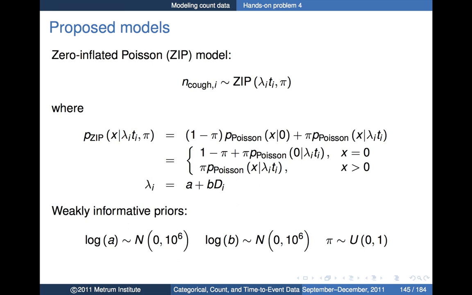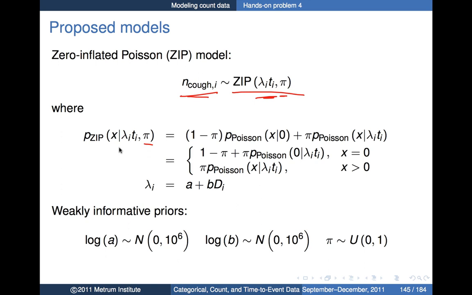So this is one way you can represent a zero-inflated Poisson model, where the number of coughs in our ith individual is going to be described by some sort of a model that I just called a ZIP here. So our zero-inflated Poisson now has, instead of the single parameter being the product of lambda and t, a second parameter that I've called pi. The way I've written this, pi is essentially the probability that the count is a random variable from the simple Poisson model, and then 1 minus pi would be the probability that it's identically 0.